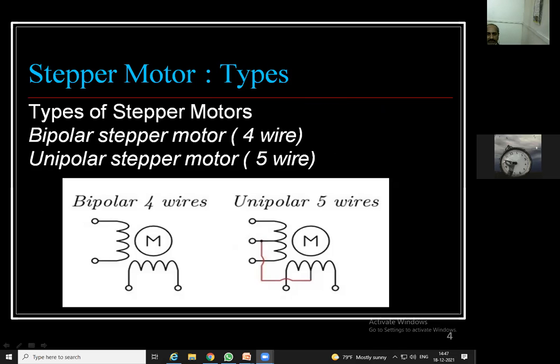So the internal structure here is like this. One rotor is there, and side by side the stators are there, and accordingly the connections are there. There are basically two types of stepper motors, bipolar and unipolar. For bipolar, four-way connections are there, and for unipolar, five-way connections. How these connections are made is shown in this particular diagram, so you are supposed to take note of it.